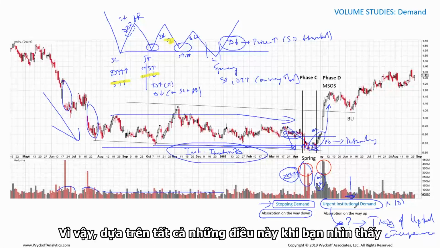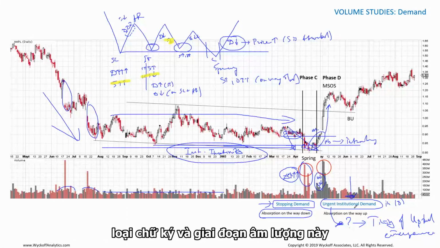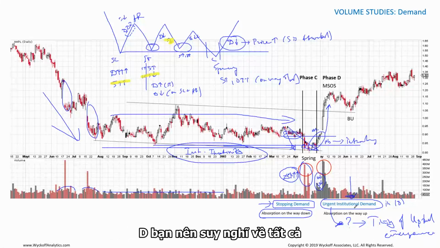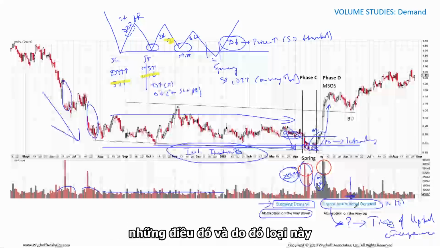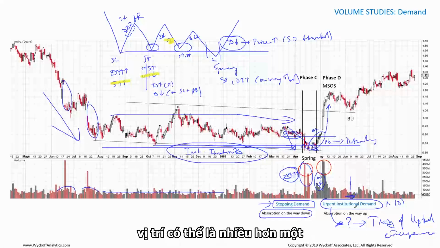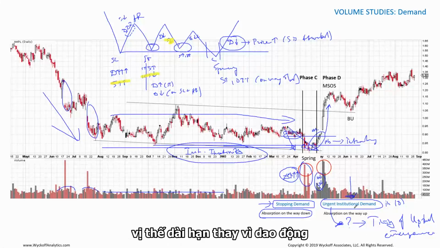So based on all of this, when you see this type of volume signature in phase D, you should be thinking about all of those things. And therefore, this type of position might be more of a long-term position rather than a swing position.